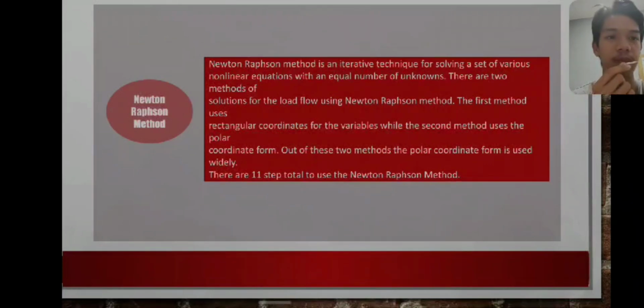Newton-Raphson method. It is an iterative technique for solving a set of nonlinear equations with an equal number of unknowns. There are two methods of solution for the load flow using the Newton-Raphson method. The first method uses rectangular coordinates for the variables, while the second method uses polar coordinate form. Out of these two methods, the polar coordinate form is used widely. There are 11 steps in total to use the Newton-Raphson method.